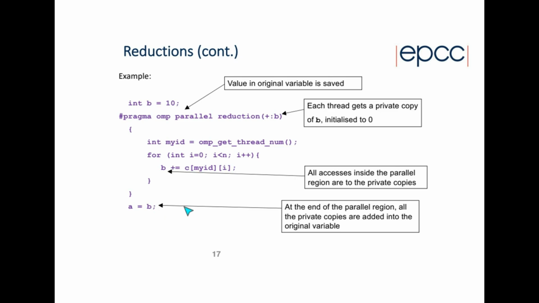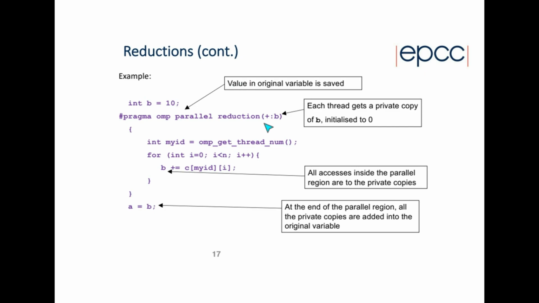So in this example, what I want to do is form the sum of all the elements in my array. I can do that using the reduction clause. I have some variable b, which might have some initial value. It doesn't have to be 0, typically it might be, but it doesn't have to be. The value in the original variable is saved, and is unmodified at this point.